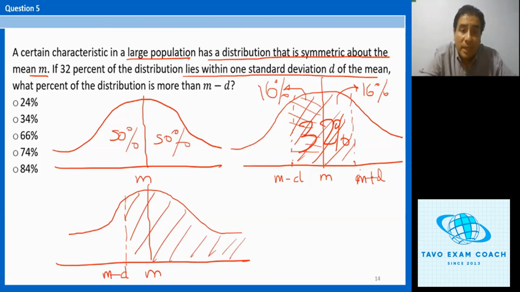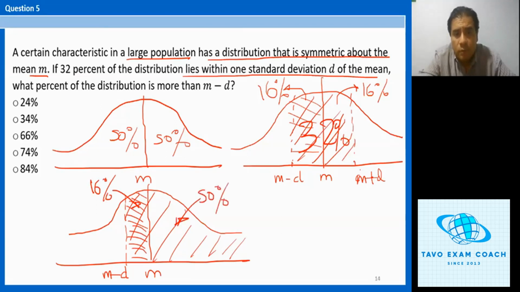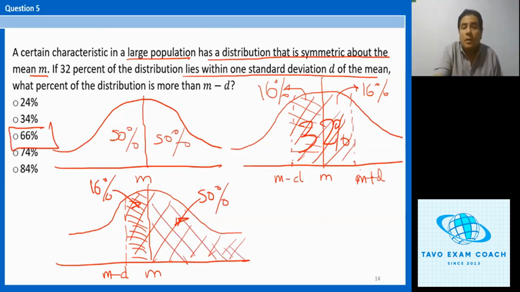Well, we can split this into two parts. This strip here would be 16%, and this part here would be 50%. If you add the two of them together, you get 66%, and that would be the answer. Okay, so that's a way to interpret when they tell you a number of standard deviations within the mean.